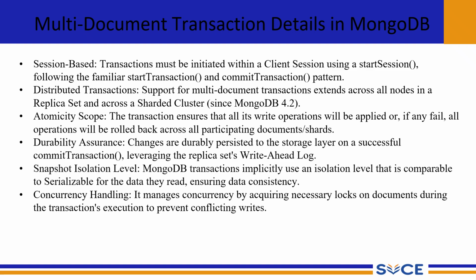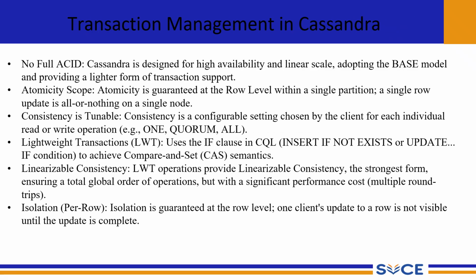Durability: the changes are durably persisted by using a commit transaction leveraging the replica's write-ahead log. Then MongoDB transactions use isolation that is comparable to serializable for the data they read. Then concurrency: by acquiring necessary locks on the document, it prevents conflicting writes.